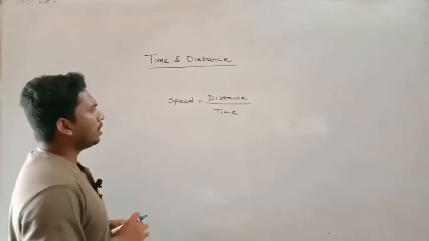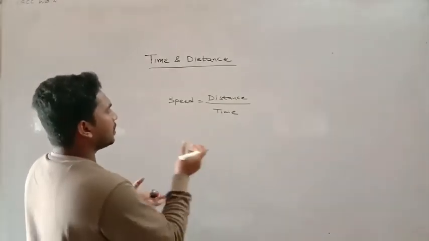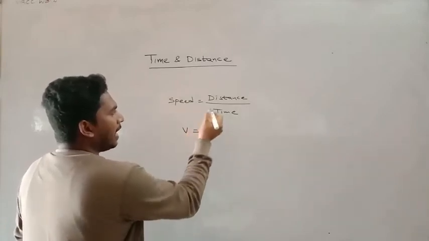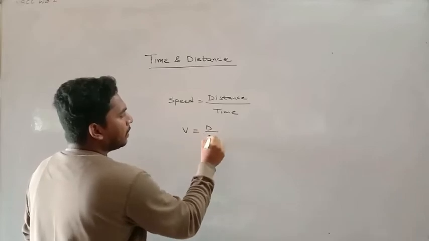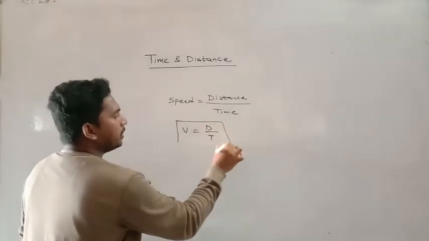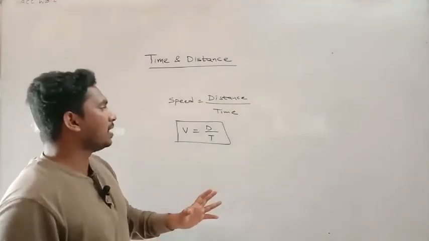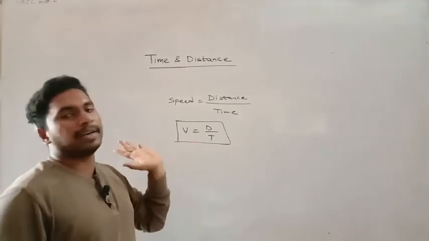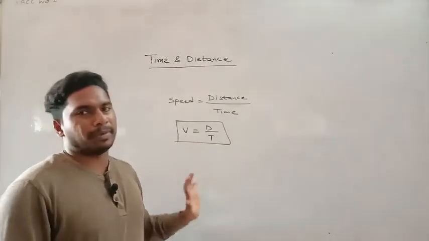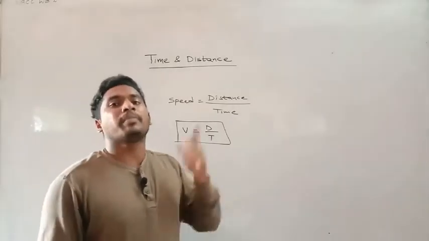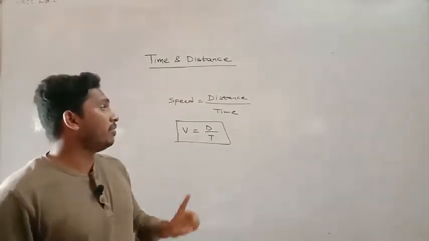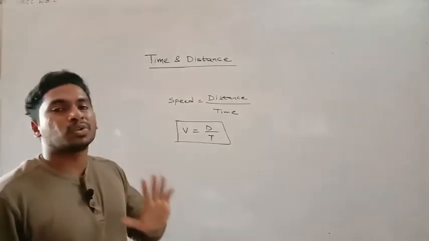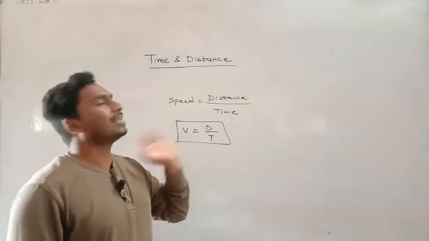Now if we have to denote this with some alphabets, the speed can be denoted by V, and as usual distance by D and time by T. So V is equal to D by T. This is the basic formula that we use in this topic. Please do remember this. In the coming sessions, we will discuss various other formulas or shortcuts that you have to remember to solve various types of problems in time and distance.